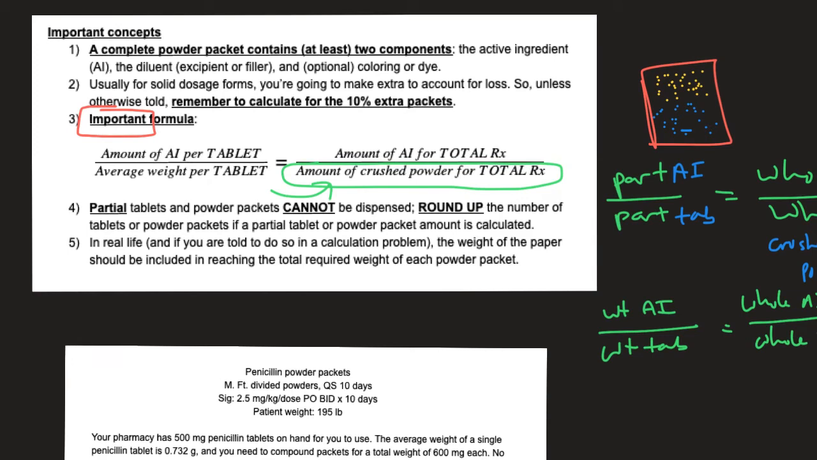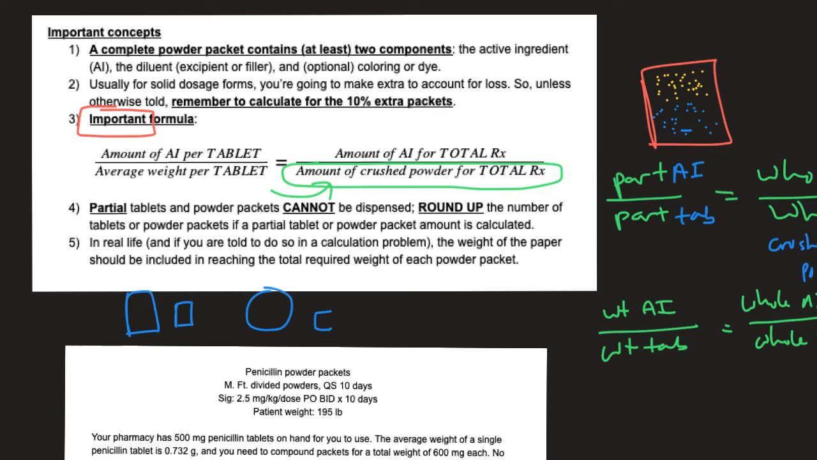Concept number 4, partial tablets and powder packets cannot be dispensed, so we're going to round up if we calculate a partial tablet or partial powder packet. So here's a whole powder packet; you can't give a patient 0.4 of a powder packet. Or if you calculate a tablet, you can't give a patient 0.4 of a tablet. That just seems odd and suspicious and not pharmaceutically elegant. So if you ever calculate a partial powder packet or tablet, round up to give you a whole powder packet or tablet.